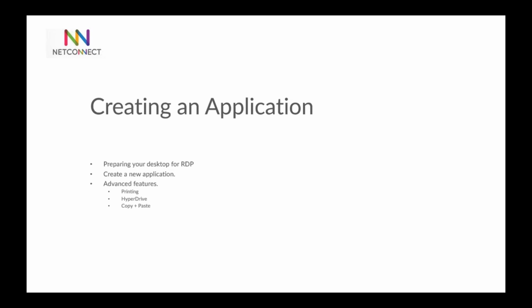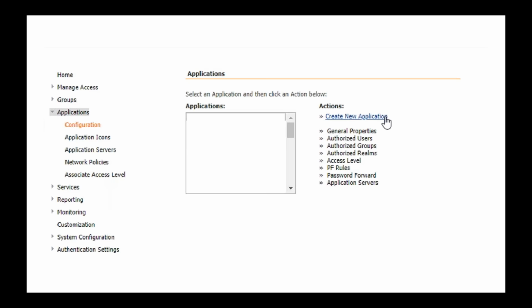So to create an application, you'll need to ensure your desktop's set up for RDP. Just worth pointing out that Windows Home Edition machines can't be connected to through RDP. So it will need to be Windows Professional, which the majority of businesses are running. You need to create the new application, and you can also put in some specific features there, whether you want to allow people to copy and paste in and out, access files in and out, or to print.